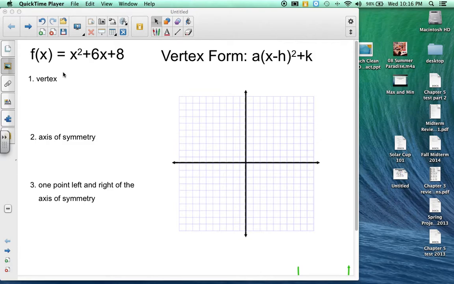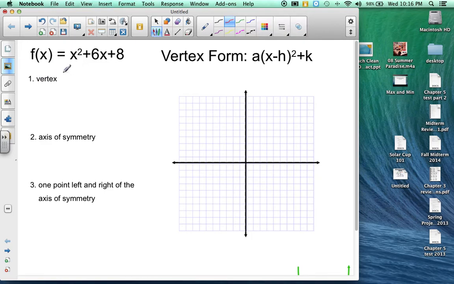Now, we know what the vertex form is. The vertex is always h comma k, right? Now, as you can see, once we find the vertex, we have 1/3 of the equation already taken care of. So let us find it.